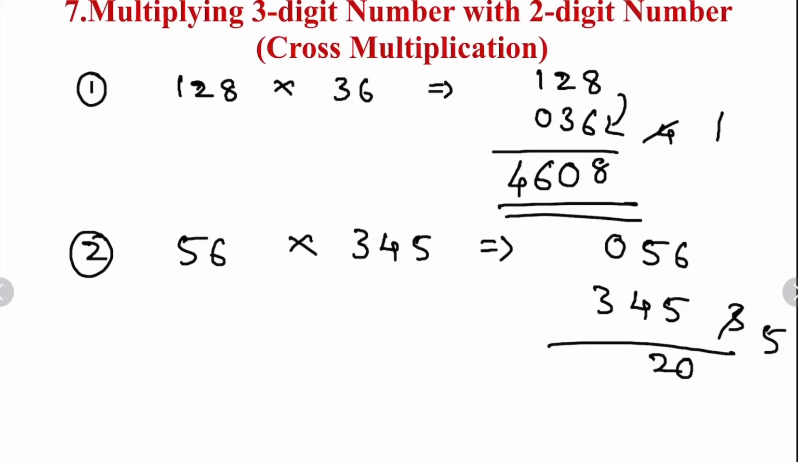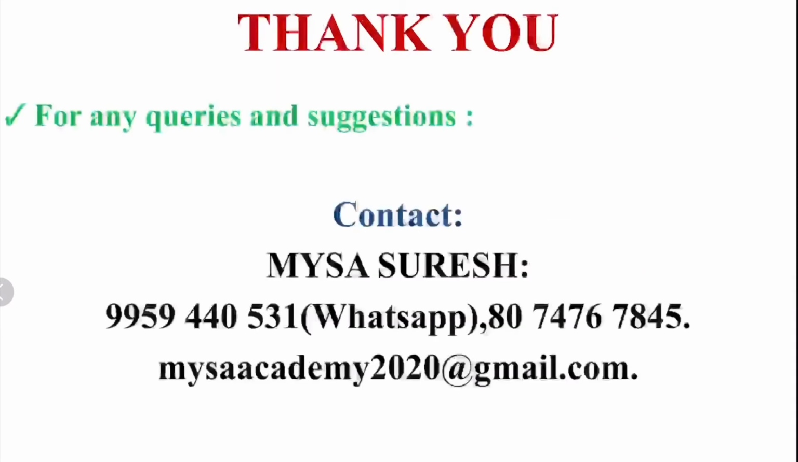5 into 0, 0, 3 into 6, 18, 5 into 4, 20. So 18 plus 20, 38, 38 plus 5, 43. Next 3 into 5, 15 plus 4, 19. 19,320.